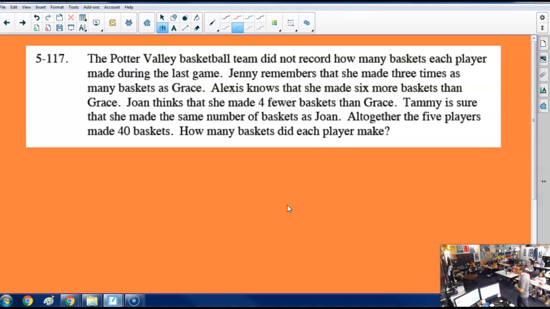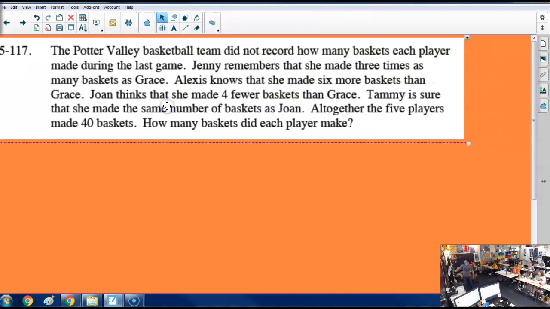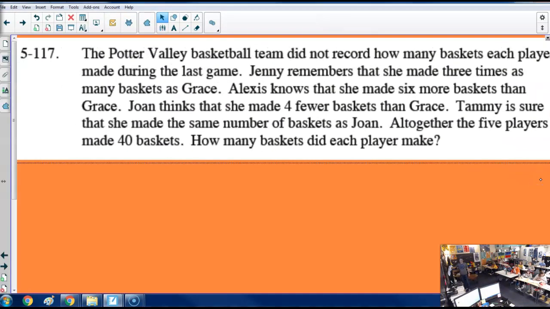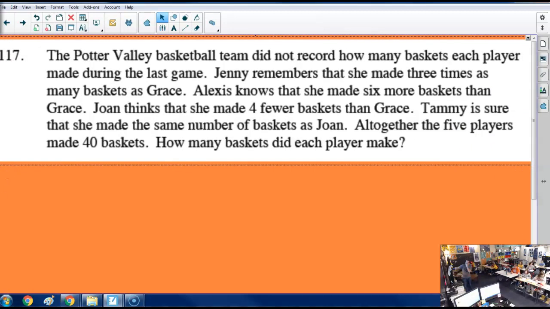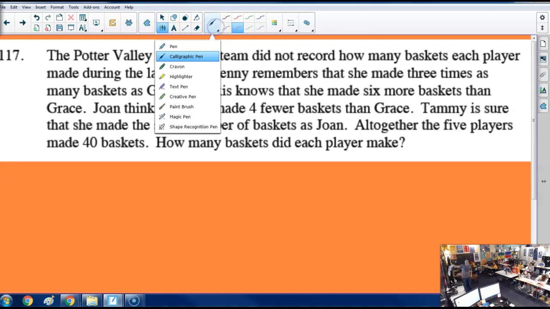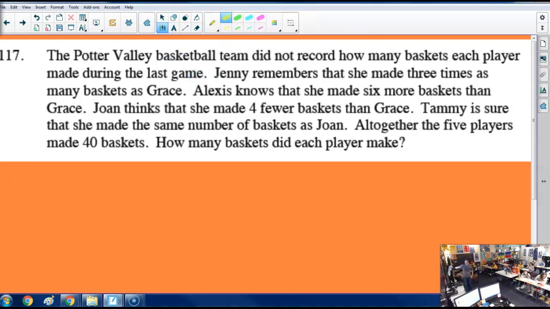I will highlight, but. Why didn't they count how many baskets? That seems kind of silly. Guys, you're acting like middle schoolers again. You want to solve the problem, not ask why didn't they count the baskets. You're not allowed to ask that in school.